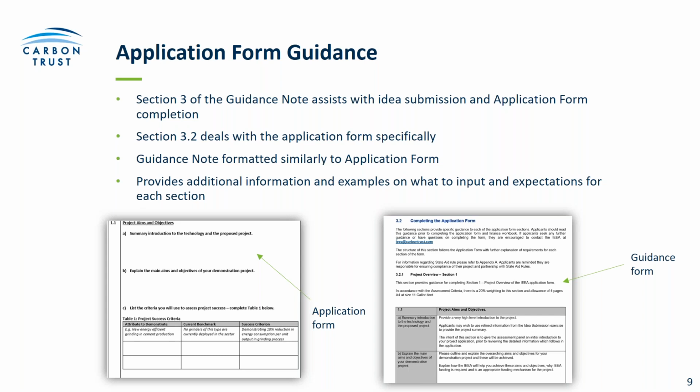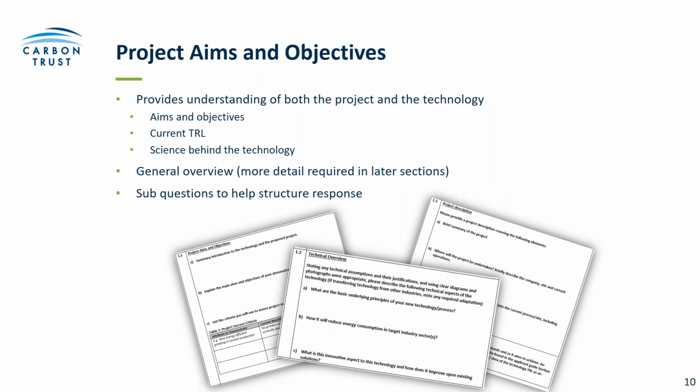So as Paul said, the application form guidance is available, which is laid out in the structure of the application form itself to help guide through completing the relevant sections of the form, which we'll now walk through each of the main sections. So the first section is project aims and objectives, where we're looking to understand both the project and the technology. As Paul said earlier, understand what the current TRL is, the science, the technology, and a general overview, and there's opportunity for more detail later on.